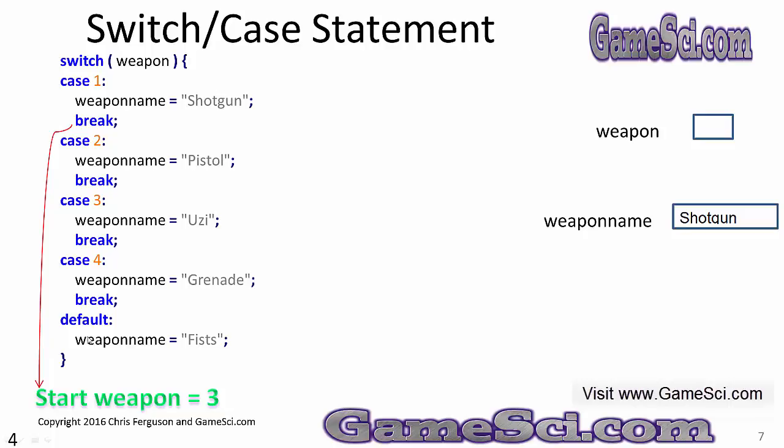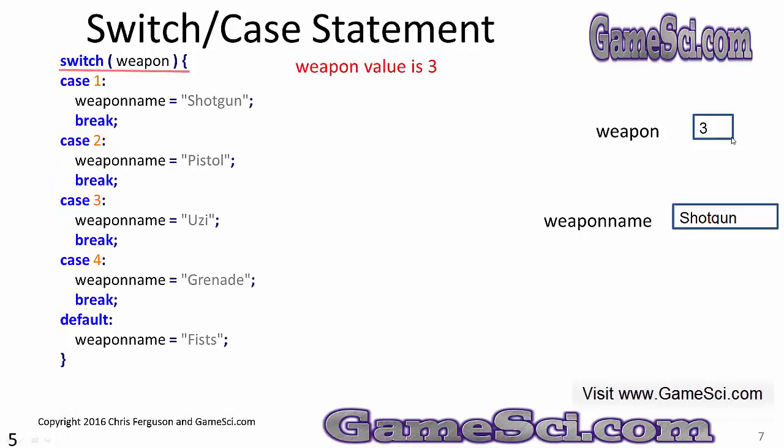See what we're doing here? We're selecting one of these 5 different paths to execute. Set weapon equal to 3 this time and make it follow a different path. Switch on the weapon variable, so what I'm really switching on is the value 3 because weapon contains a 3. What happens when we have a weapon value of 3?